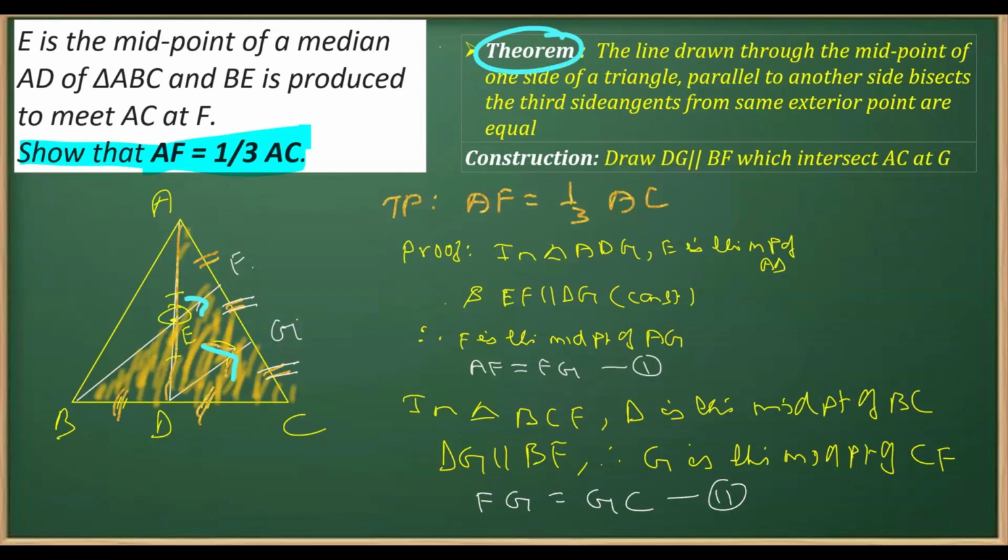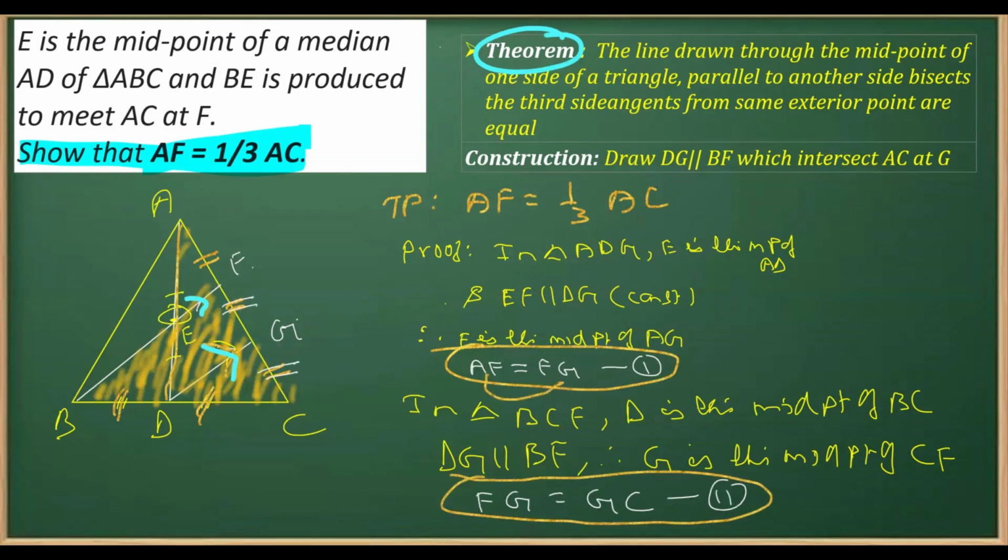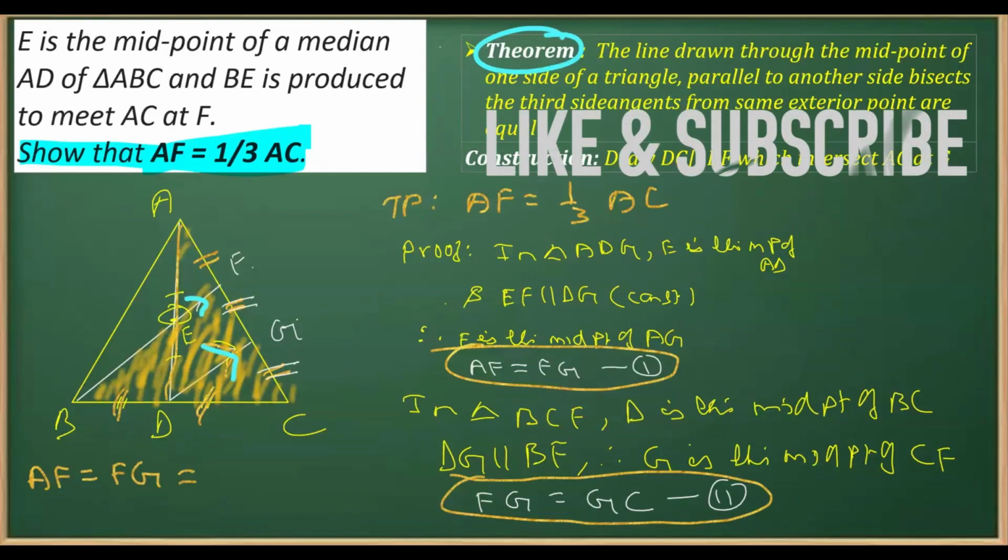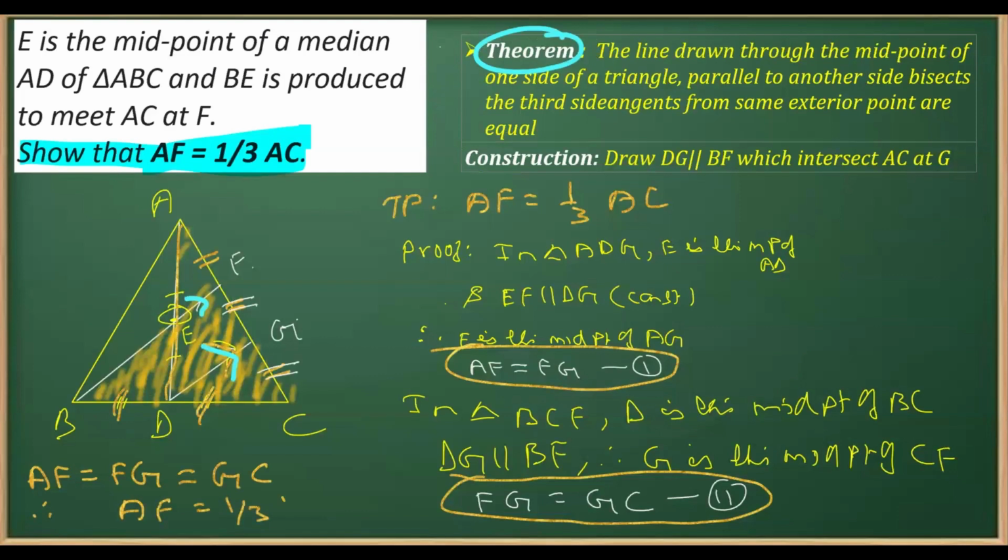Now look into these two equations. This is equation 1 and this is equation 2. You can see that AF is equal to FG and FG is equal to GC. That means all three are equal, so AF equals FG equals GC. Hence, AF is 1/3 of AC. And that's how we have proved the final part here.